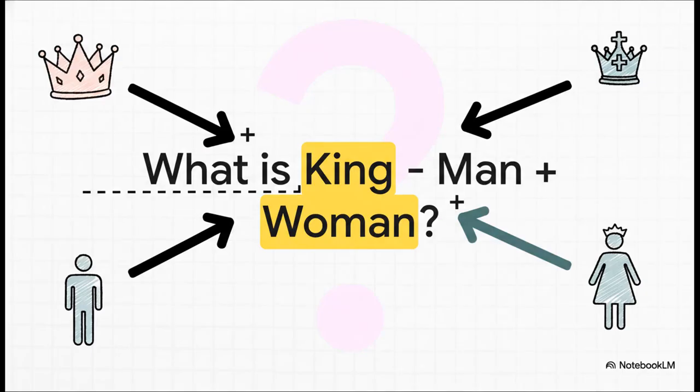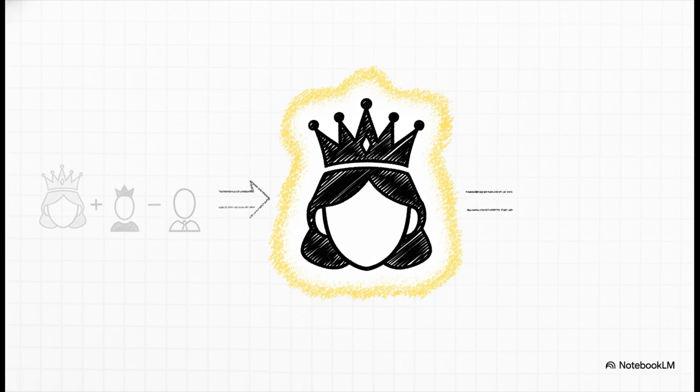Okay, so if we treat these words like points in space and do a little bit of vector arithmetic, what do you think we get? Let's say you take the vector for king, you subtract the vector for man, and then you add the vector for woman. What idea, what concept should you land on? And there it is, queen.